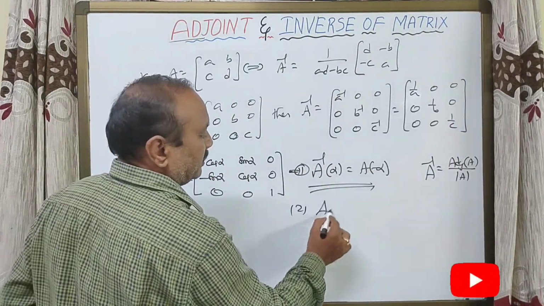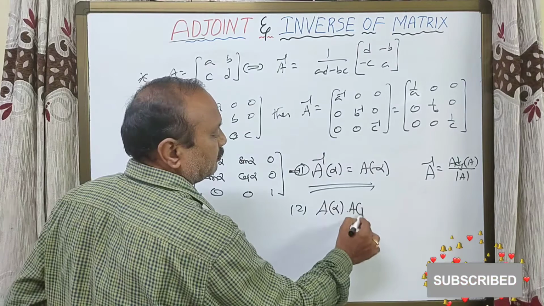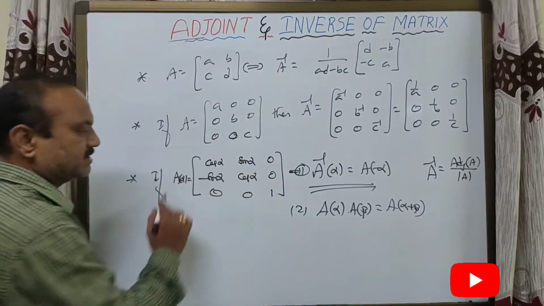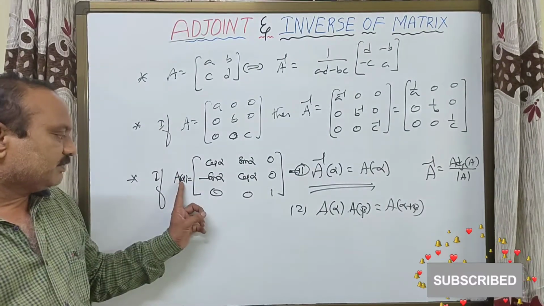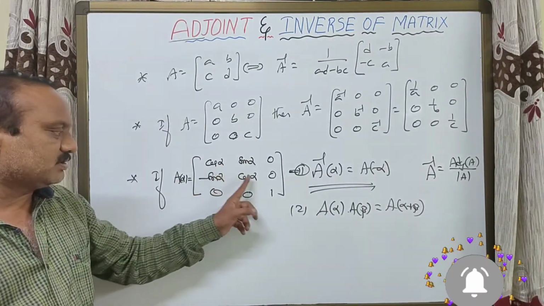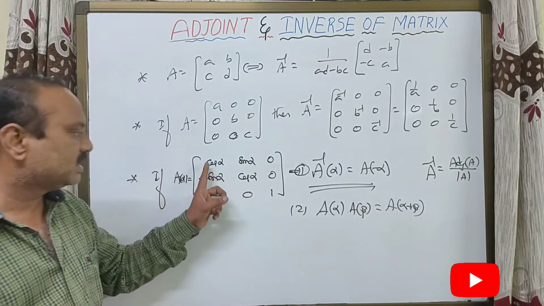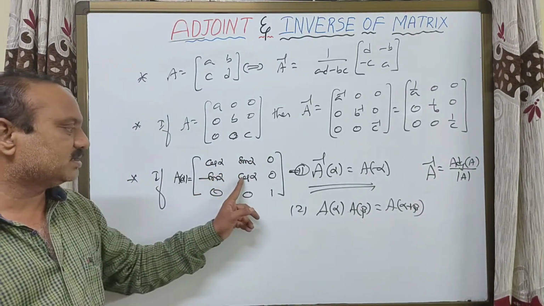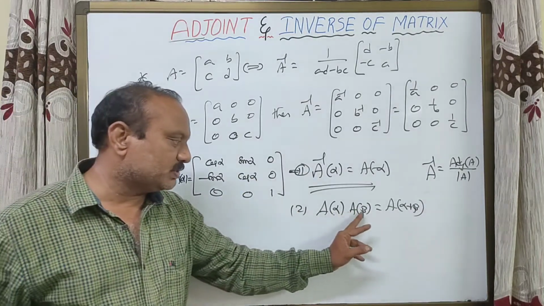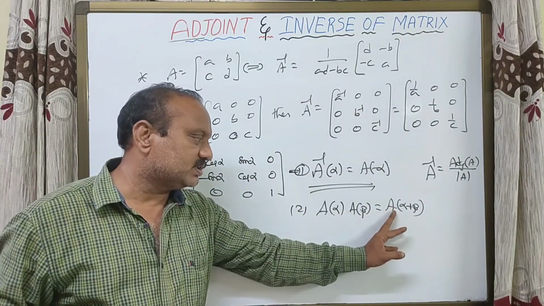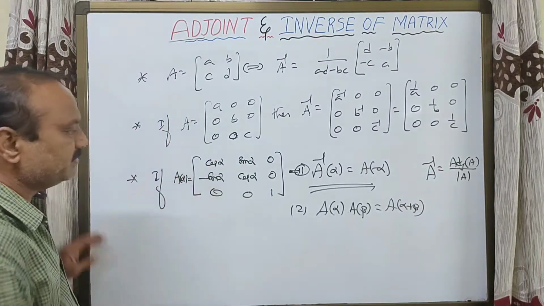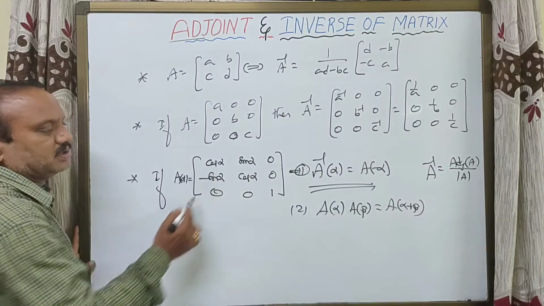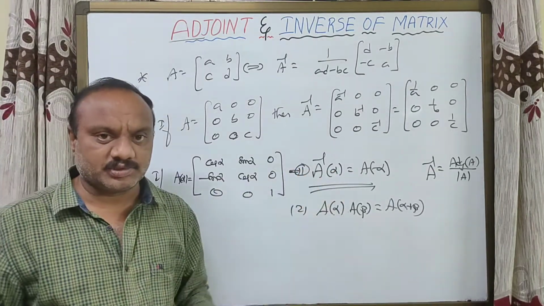Similarly, A of alpha into A of beta equals A of alpha plus beta for this matrix. A of alpha means here the angle is alpha. A of beta means the angle is beta: cos beta, sin beta, minus sin beta, cos beta. If you multiply these two, that value equals A of alpha plus beta. That means in place of alpha, write alpha plus beta. So these two are very, very important points.